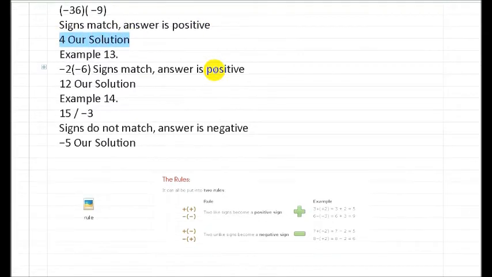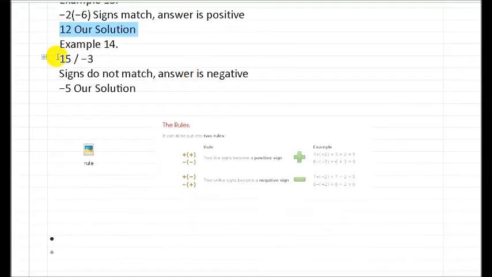Another example, minus 2 multiply minus 6, signs match. So, answer is positive. 12 is our solution. Another example, 15 divide minus 3, signs don't match. So, answer is negative. Minus 5 is our solution. Okay?